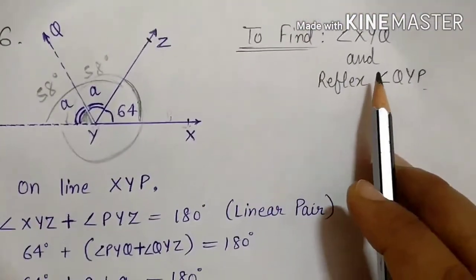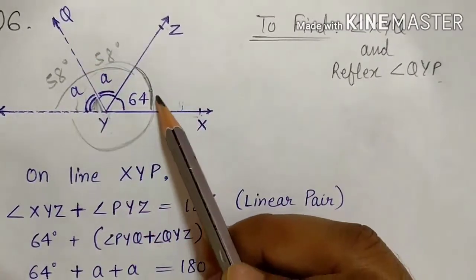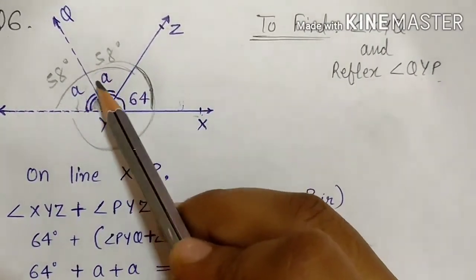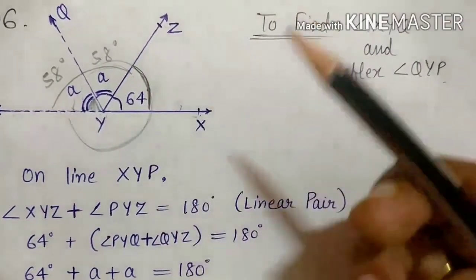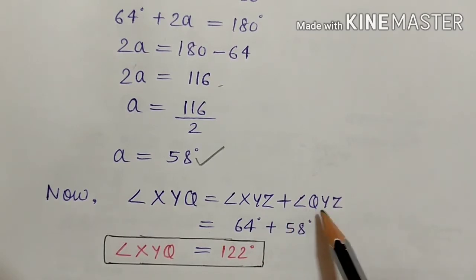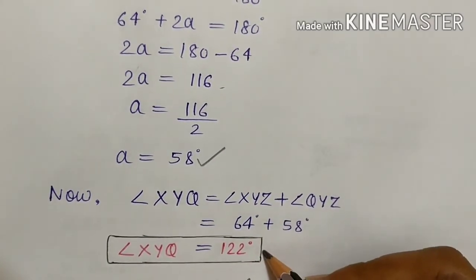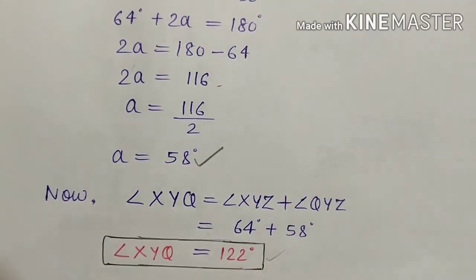Now what we have to find out? XYQ. So 64 is this much, and this was 58 plus 64. We can find out our XYQ. So let's find out. XYQ equals XYZ plus QYZ. 64 plus 58 comes to 122 degrees. So first we have found this out.